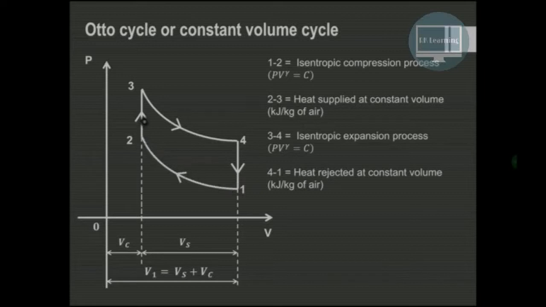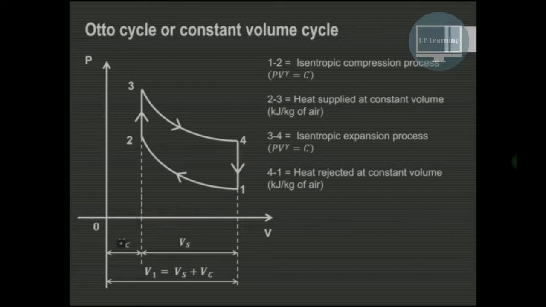So you can see that 1 to 2 and 3 to 4, both these processes are isentropic or adiabatic processes, whereas 2 to 3 heat supply and this heat rejection are at constant volume. So we can say that V2 and V3 both are same. Similarly, V1 and V4 both are same.